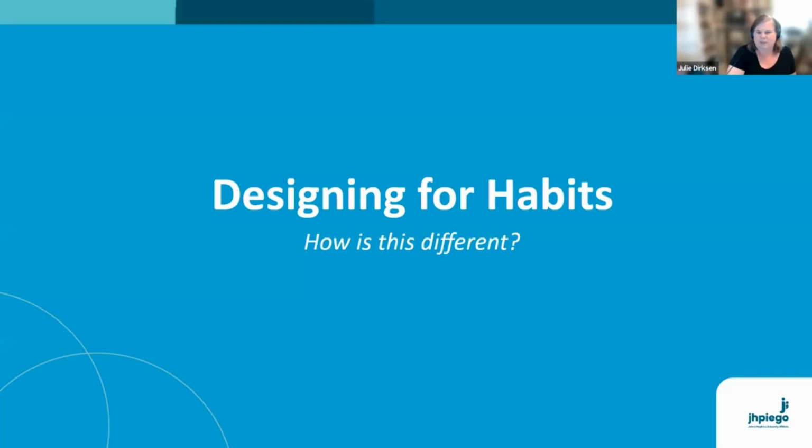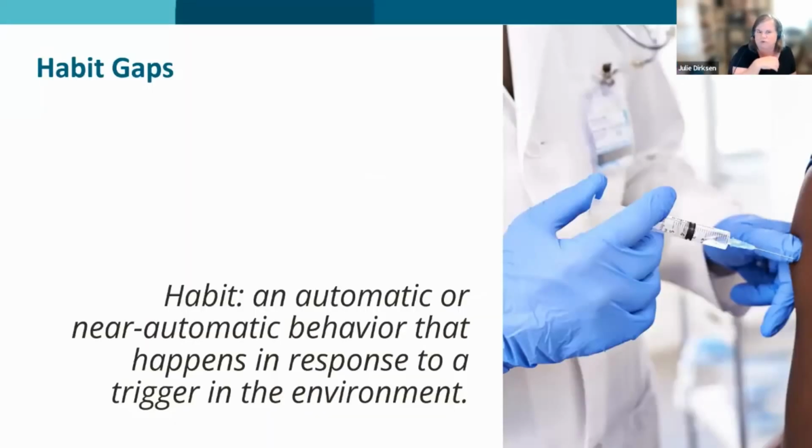When we're designing for habits, there's a couple things that we're looking for. My definition for a habit is an automatic or near automatic behavior that happens in response to a trigger in the environment. So what's the thing that tells people now is the time to use this behavior, and how do I get people consciously, or well, subconsciously responding to that trigger when they bump into it?